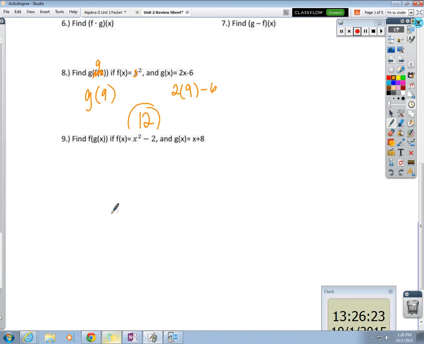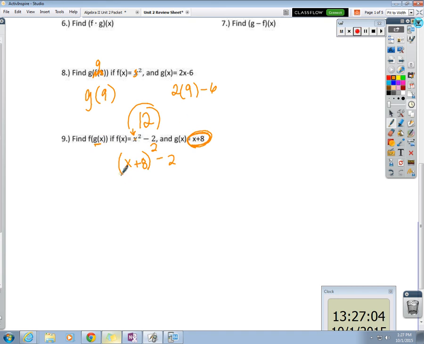Okay, number 9. It's kind of the same. It's the same kind of problem. It's composition of functions. But what's different about number 9? They don't give us a number to plug in for g. So what does that mean we have to do? Plug in the entire g of x function into x, correct? I mean into the f function's x. So instead of x squared minus 2, they've told us to replace the x with the g of x function, which is x plus 8. See, all I've done is take the entire g of x function, because it's on the inside, and plug it into the f function's x.